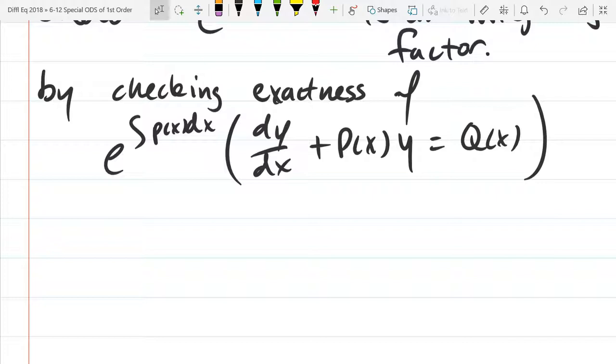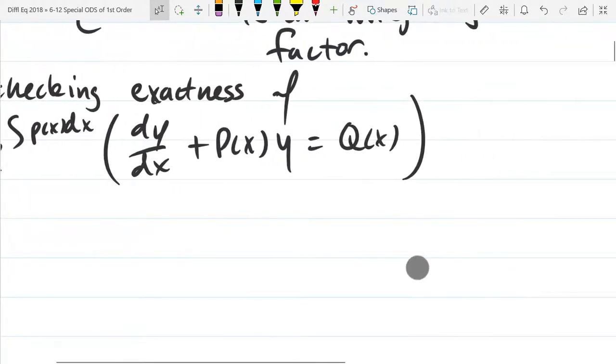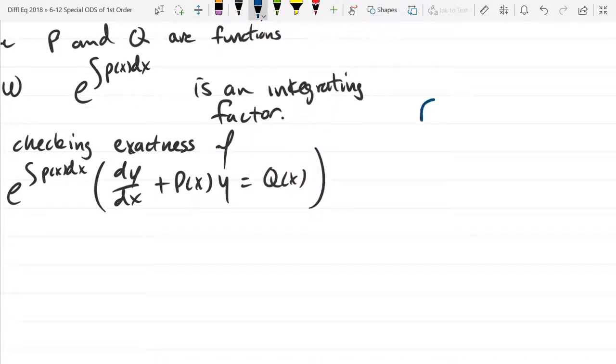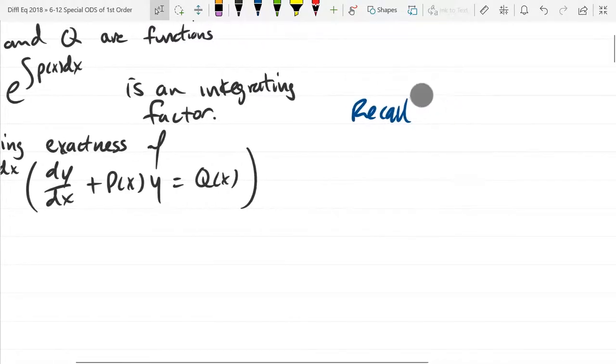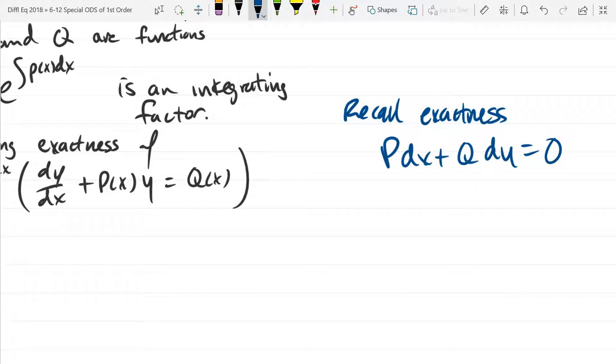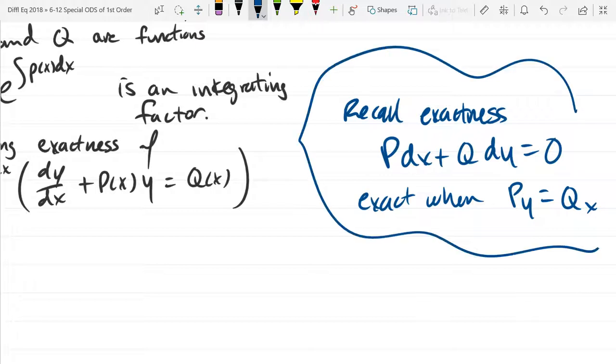So what I'm going to do is flip back in the notes to the beginning of the last section. I'll switch colors, go to blue. We had P dx plus Q dy equals 0. Exact when P_y equals Q_x. So that should basically be in your cheat sheet somewhere. It's definitely in your notes.